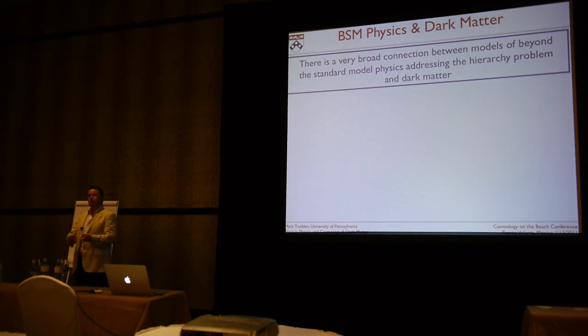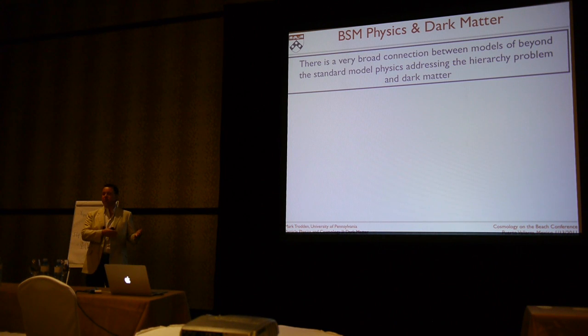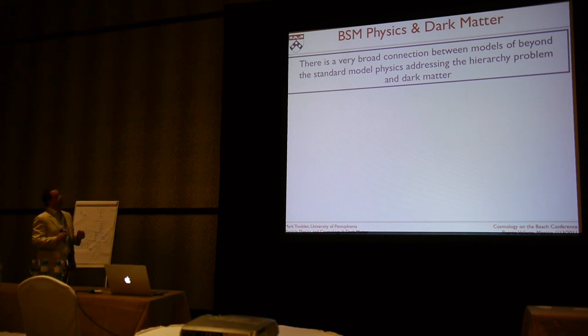Okay, so I've described why the weak scale emerges from cosmology and freeze-out, and I've described why the weak scale is important in particle physics, and why we need some mechanism to tackle the hierarchy problem: supersymmetry, extra dimensions. What does that have to do with dark matter, other than it's something to do with the weak scale? Well, taking a step back and not talking about supersymmetry or extra dimensions for a minute, but making a much more general statement, there is an incredibly broad connection between any model of beyond the standard model physics that addresses the hierarchy problem and dark matter.